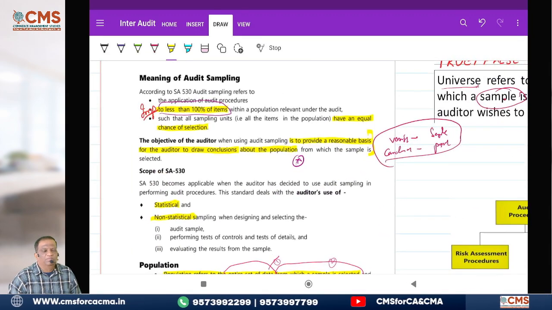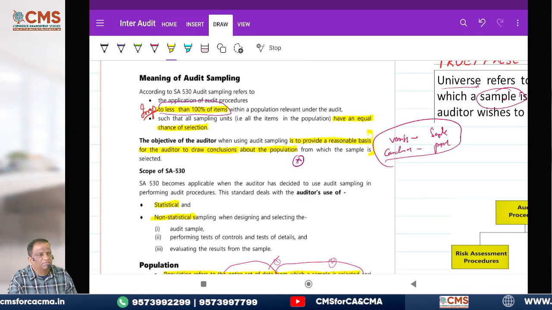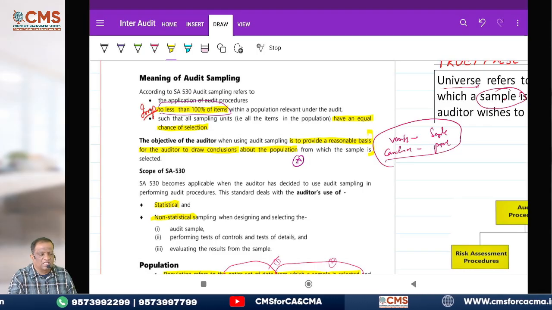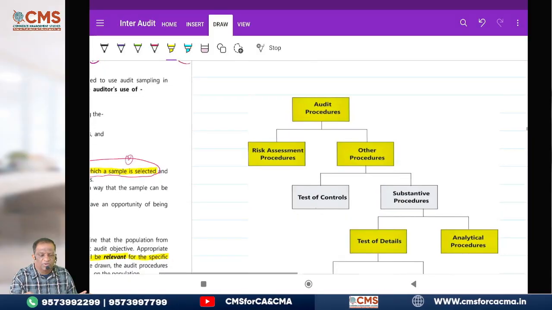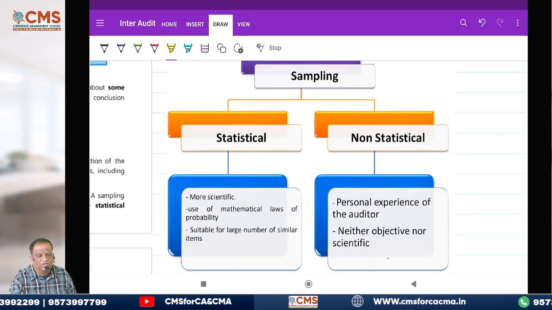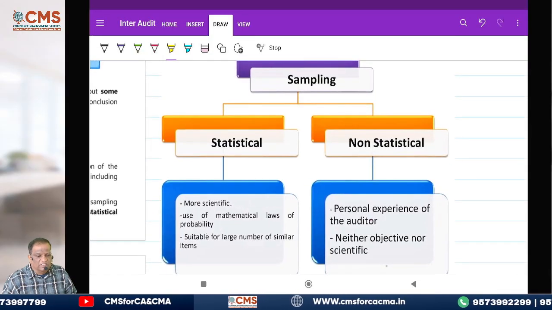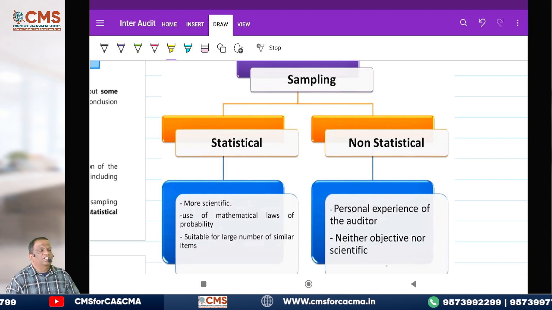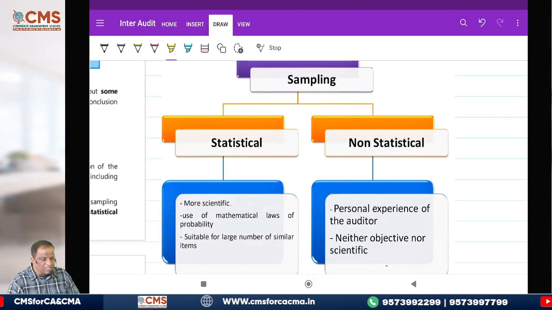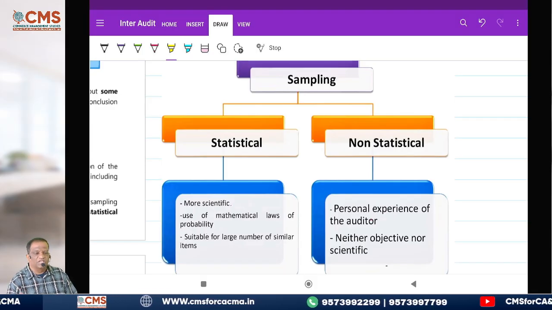Now, what do you mean by sample? To begin with the definition, what do I mean by sample? One word, simple: less than 100%. So less than 100% is what I mean by sample. Then, there are two types of sampling methods: statistical and non-statistical. Since it is a simple one, I will ask you questions directly. Which one is more scientific here? Statistical. And why is it more scientific? Because it uses the knowledge of maths and stats, so probabilities. That is why it is more scientific.